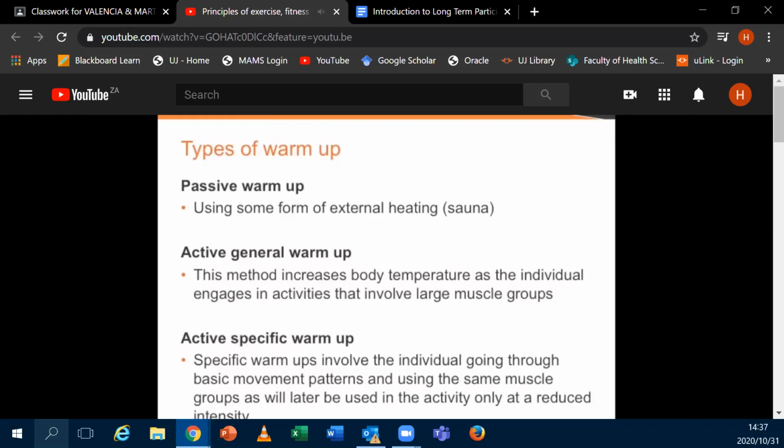An active specific warm-up. Specific warm-ups involve the individual going through basic movement patterns using the same muscle groups as will later be used in the activity, only at a reduced intensity. For example, football players will do a football specific warm-up prior to a game of football.